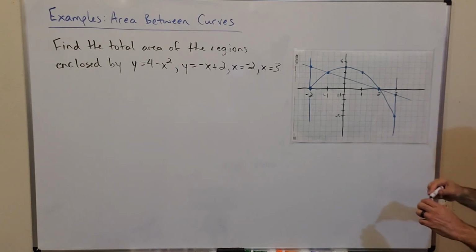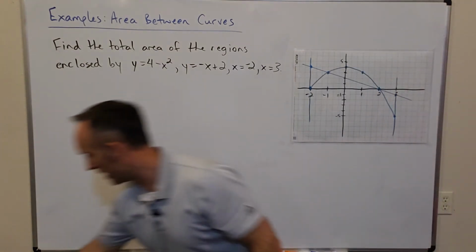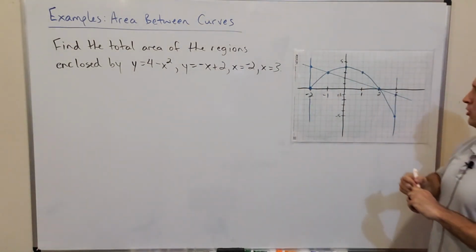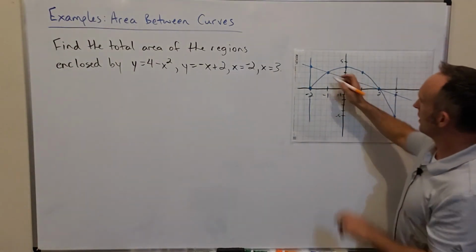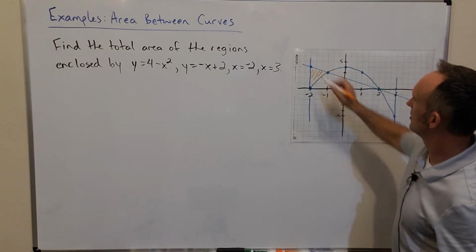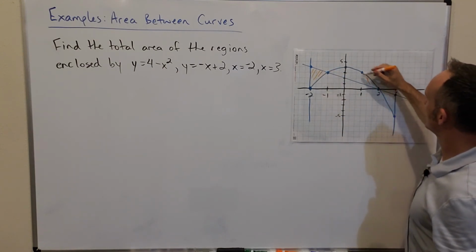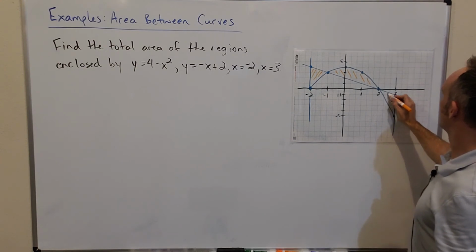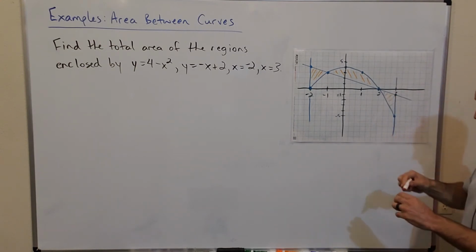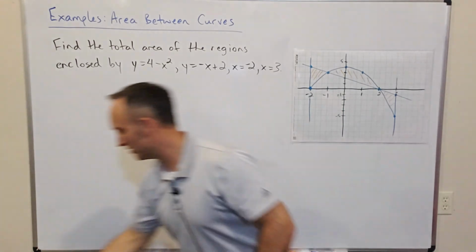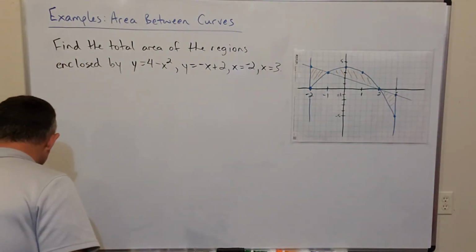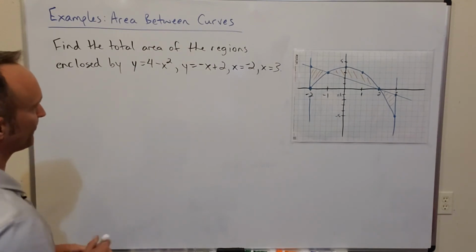And so if we analyze this graph, we've got 3 regions that are enclosed by these guys. So we've got one region here, one region here, and one region right here. Okay? So we're going to have 3 integrals to calculate the total area. So we need to evaluate rectangles in each.